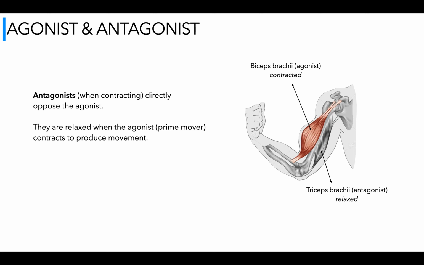So the antagonist opposes that movement and it relaxes to allow flexion of the elbow, because it doesn't want to impede the flexion. It understands we want the flexion to happen, so it relaxes and allows it to happen. As I've just explained, the triceps brachii is acting as the antagonist and relaxing to allow flexion of the elbow. Now, something that gets confused a lot is we often think the agonist is always the muscle that is shortening.